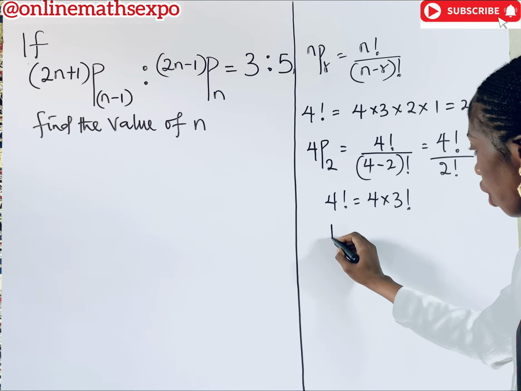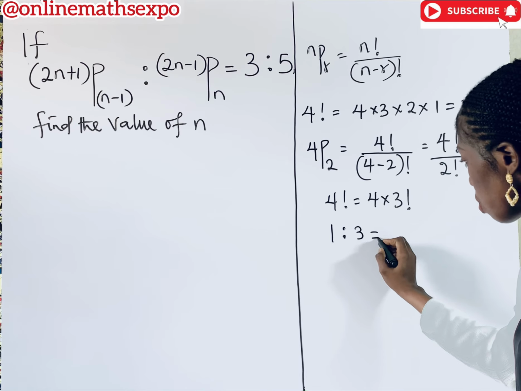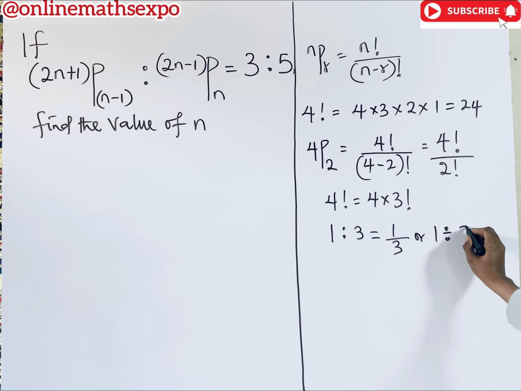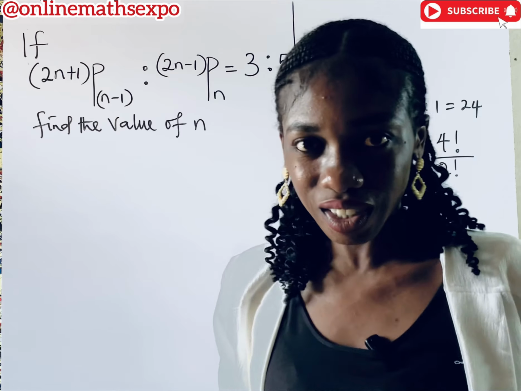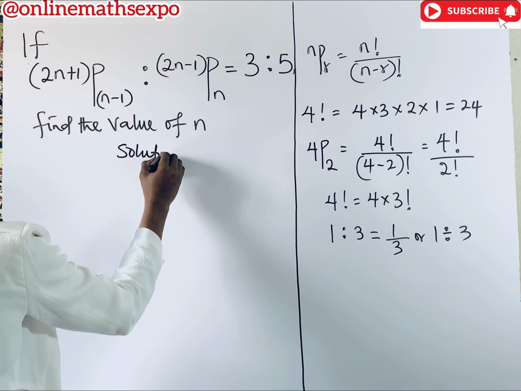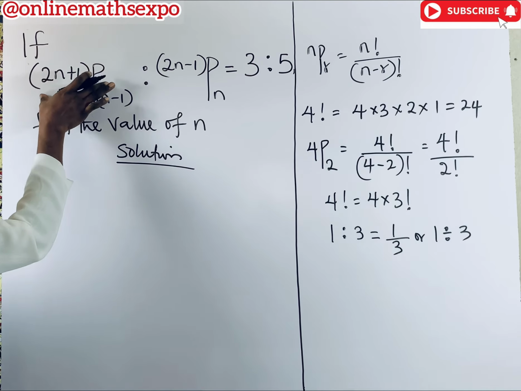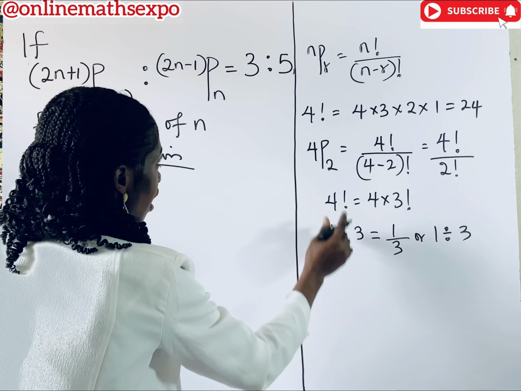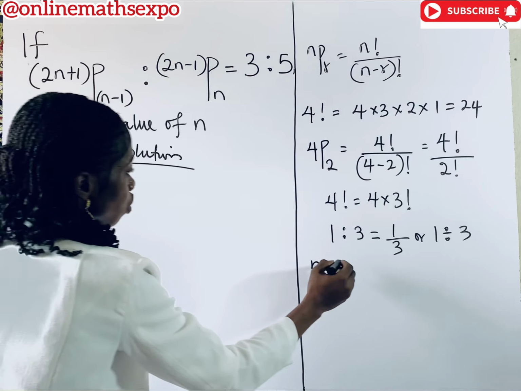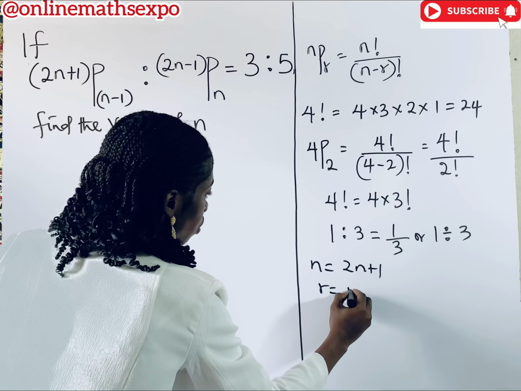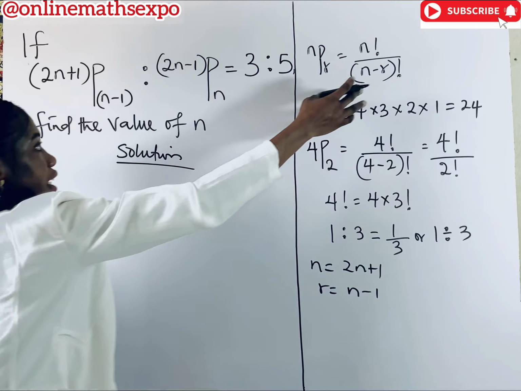Also note that if you have 1:3, it means 1 is divided by 3. So let's apply all this in this question and let's see what we have. So to answer this, you are going to have the solution. Using this formula in this question, we are going to say that our n from here is 2n plus 1 and our r is n minus 1. So let's apply it in this formula.